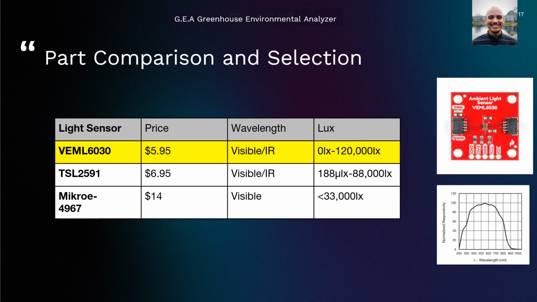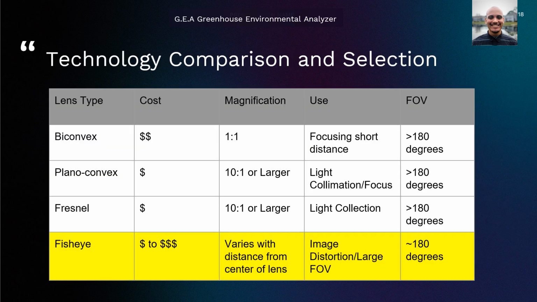So we had three different light sensor options, but we chose the VEML6030 because of the price range, the fact that it can measure up to 120,000 lux, which is above the 100,000 that we need, and its responsivity curve is pretty uniform. So there are four different types of lenses that we can go with. For this design, we went with the fisheye lens. Our previous design went with the plano convex lens, but because we need an 180-degree field of view, we went with the fisheye.